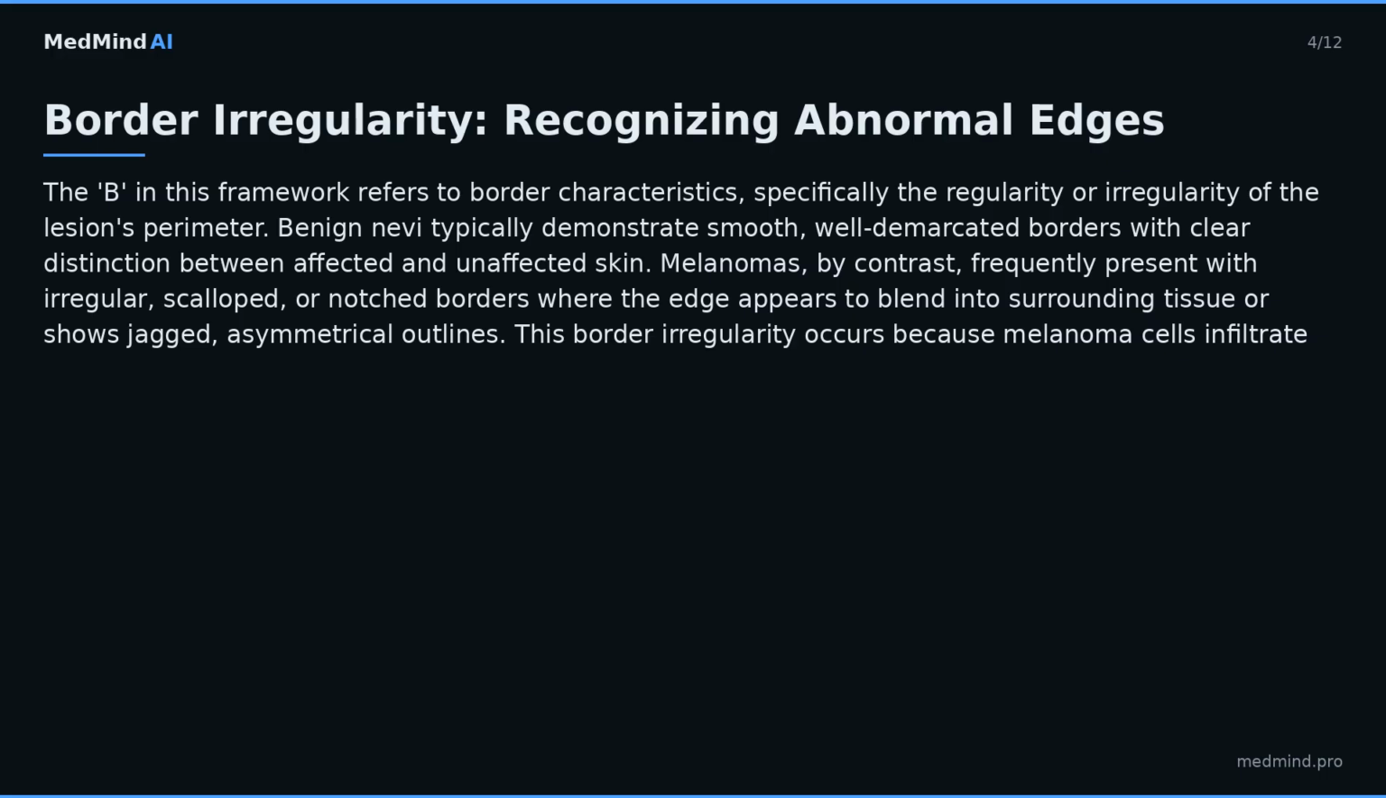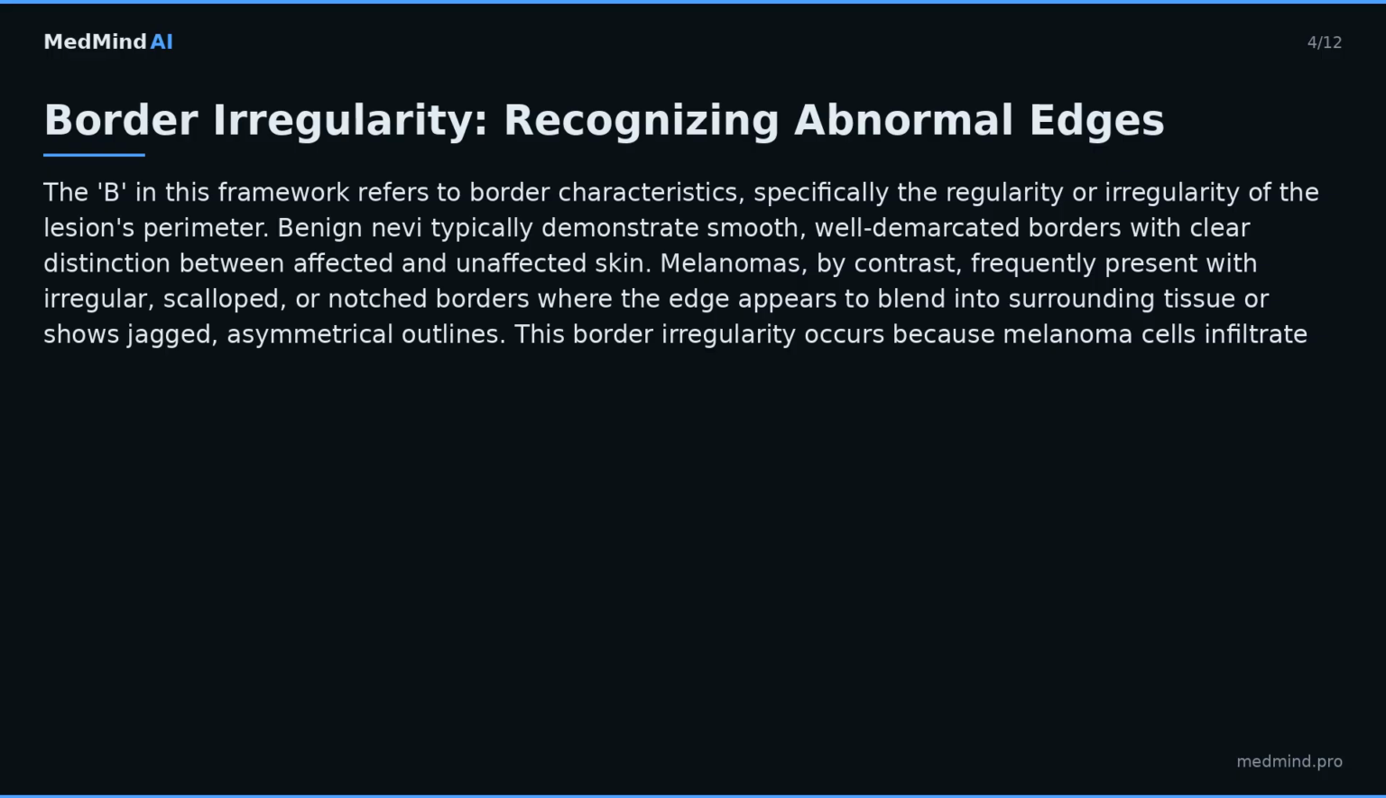This border irregularity occurs because melanoma cells infiltrate the skin in an uncontrolled manner, lacking the organized arrangement of normal melanocytes. The border may display variations in color distribution or texture, further contributing to its irregular appearance. When examining a lesion for border characteristics, dermatologists look for sharp demarcation versus fuzzy or indistinct boundaries that might suggest active disease.